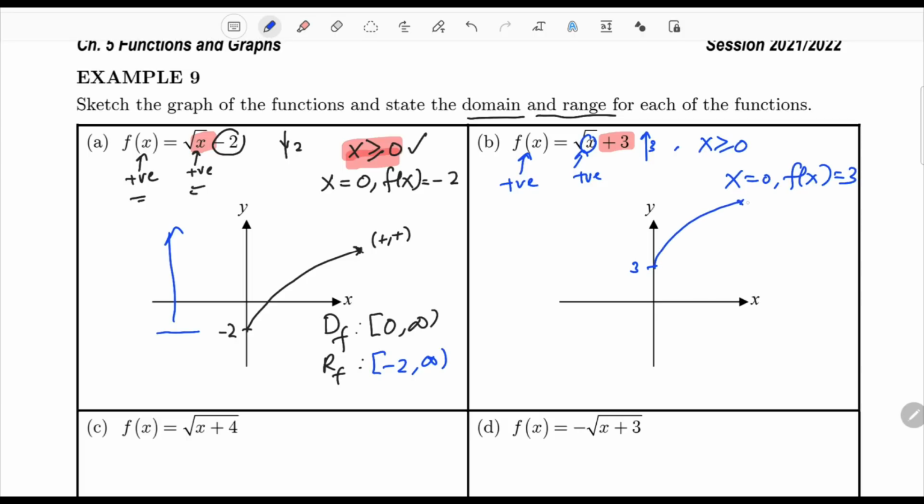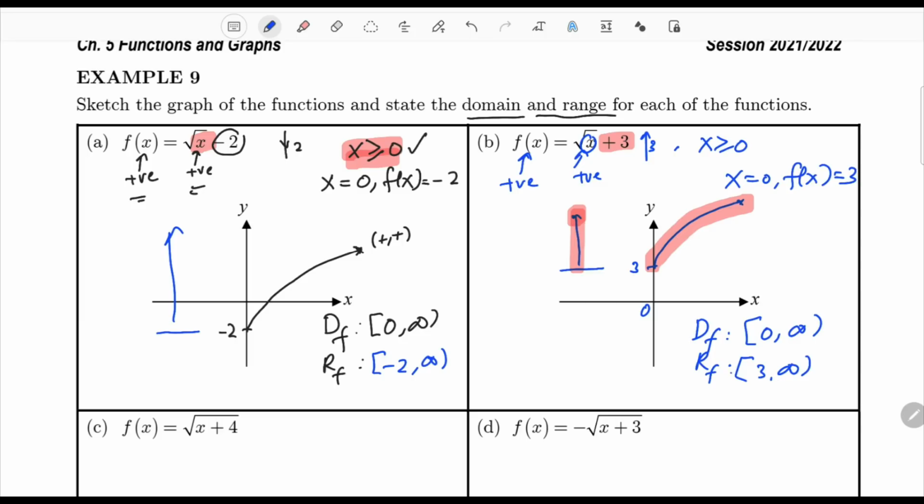This is your positive, positive. This is the origin. So the domain of f will be 0, infinity. What about the range? It starts from here, above. As the graph goes along here, it goes upwards. Right? So the range will be 3, infinity.